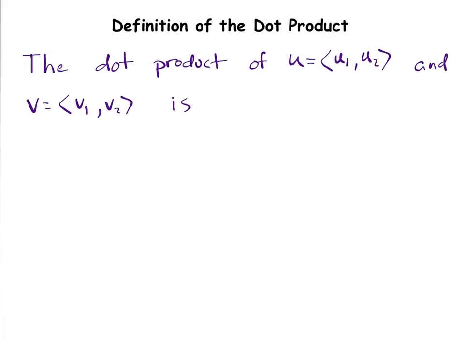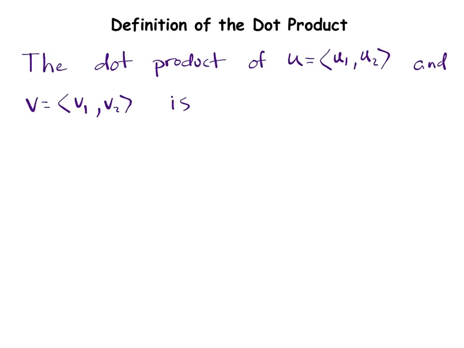All right, so to do a dot product, you have two vectors. Let's call them u and v. You will see this written just like this: u dot v. Okay, you would take the first components and multiply them and add that to the product of the second components. Okay.